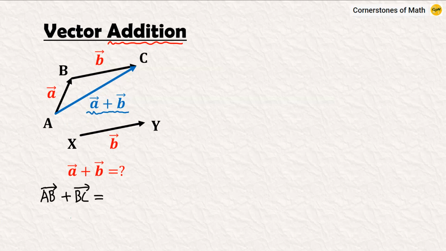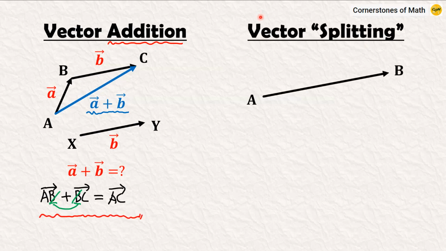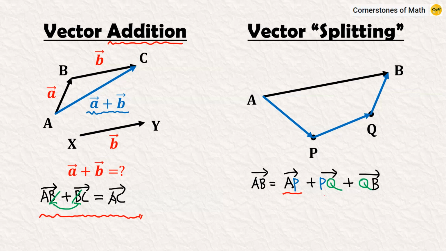We can also write this as, for vector AB plus vector BC, we can delete this middle point B, which is the head of the first vector and the tail of the second vector, and simply write vector AC. And we can utilize the reverse process of this to split a given vector. For example, for this vector AB, we can take arbitrary points P and Q and split this vector AB into vectors AP plus PQ plus QB.